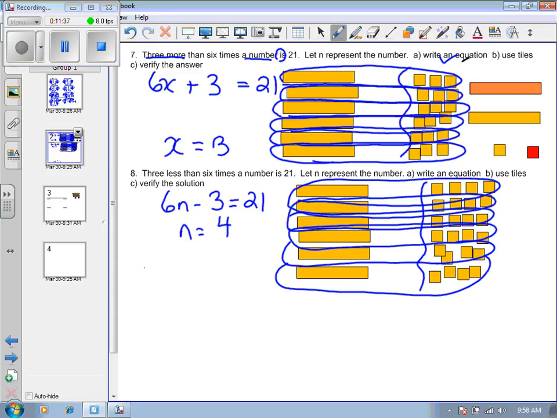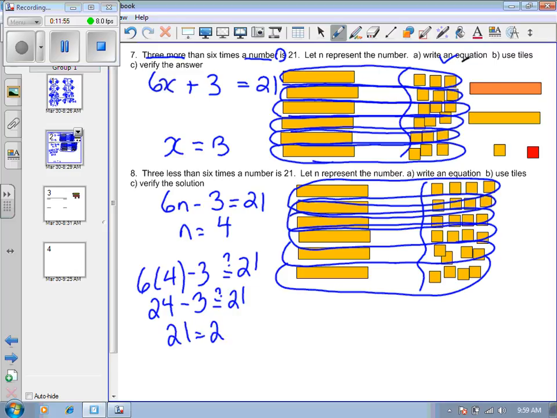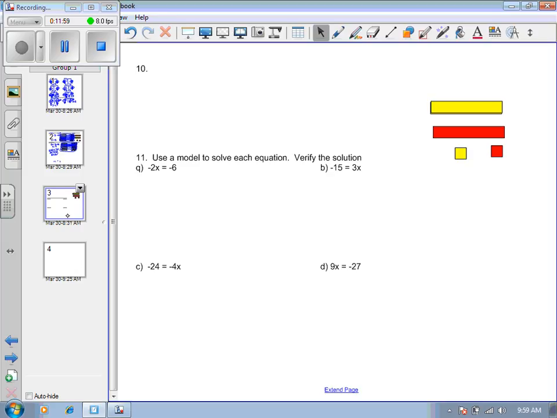Verify the solution. 6 times 4 minus 3, is that equal to 21? What's 6 times 4? 24 minus 3, is that equal to 21? What's 24 minus 3? 21 equals 21. Correct again. Okay, we're almost done.